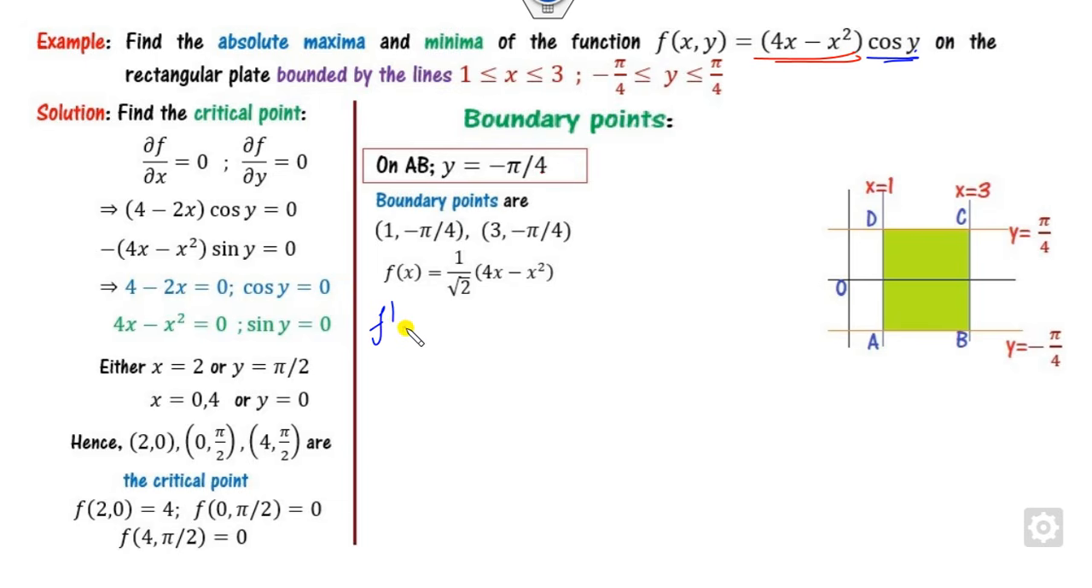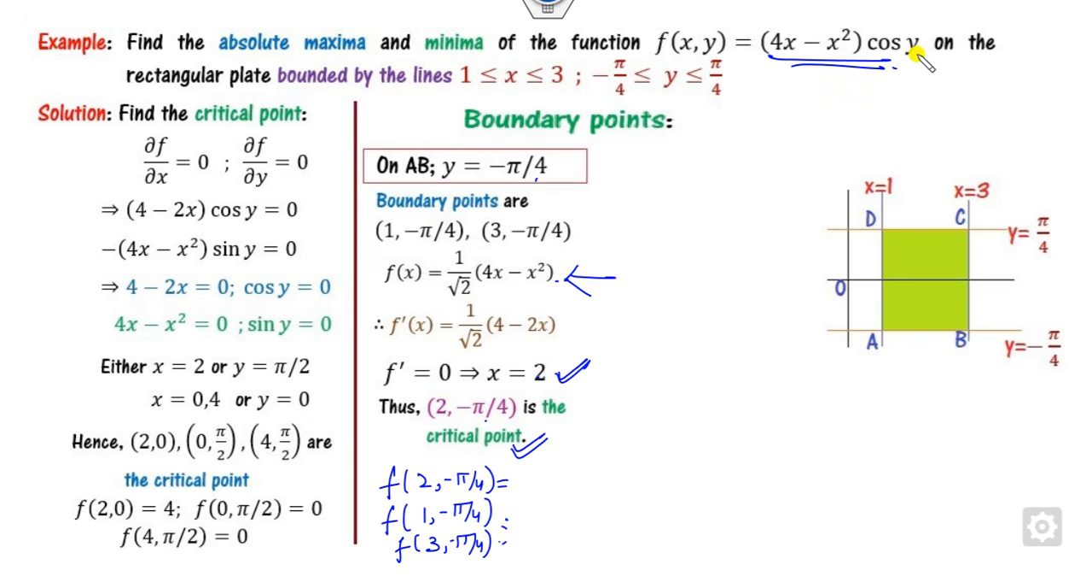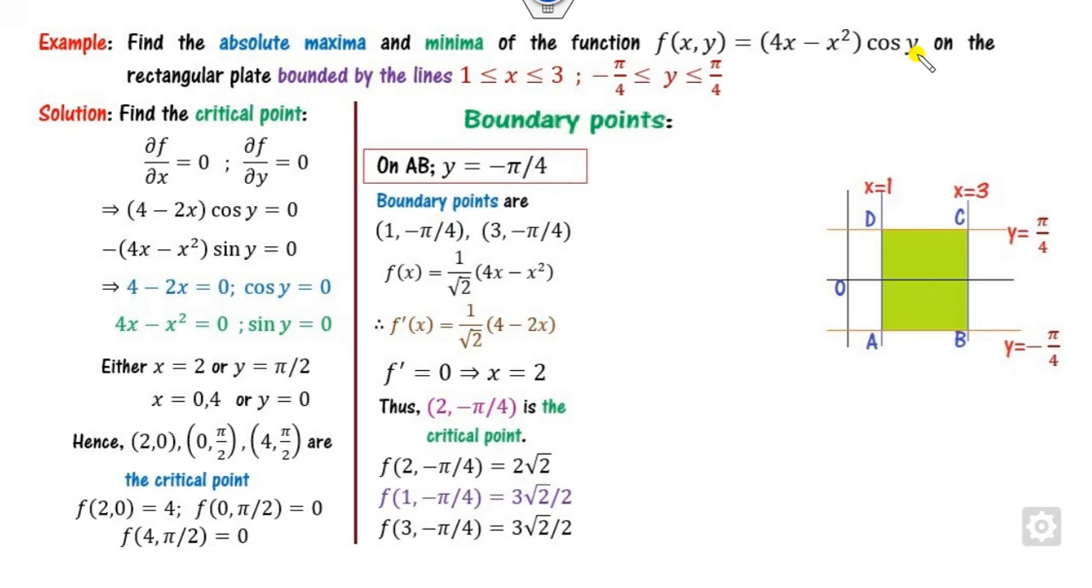Now take the first derivative as 0. We can get the value of x as 2. Once x is 2, y is minus pi by 4 is the critical point. Now we can check the values at 2, minus pi by 4. What are the boundary points? They are 1, minus pi by 4 and 3, minus pi by 4. We can substitute the values directly at here, or you can substitute directly at this point. You can get this value.